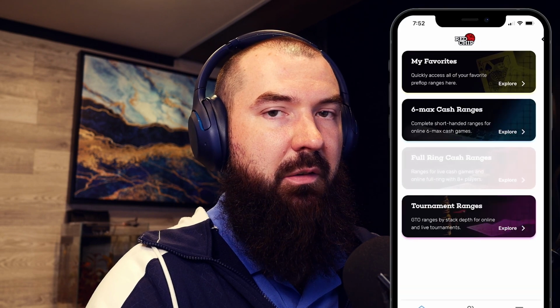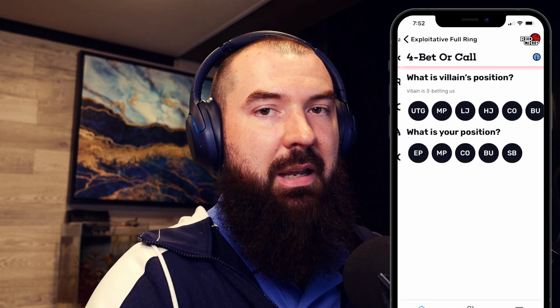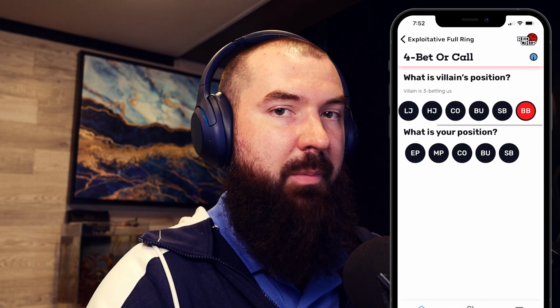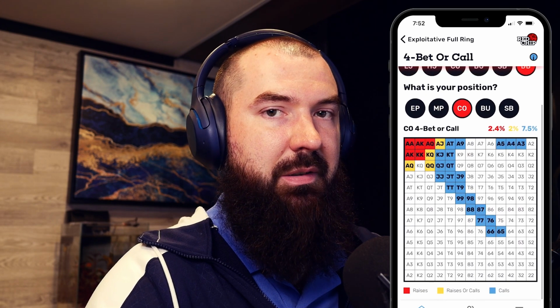So there is one other situation where you're going to see these kind of optional ranges show up still in the exploitative ranges. Let's look at one together from the full ring or live cash exploitative side of things. Take a situation where we open the cutoff, the big blind 3-bets us, and action is back to us. We can 4-bet, we can call the 3-bet, or we can just fold. So let's see what range is suggested here.